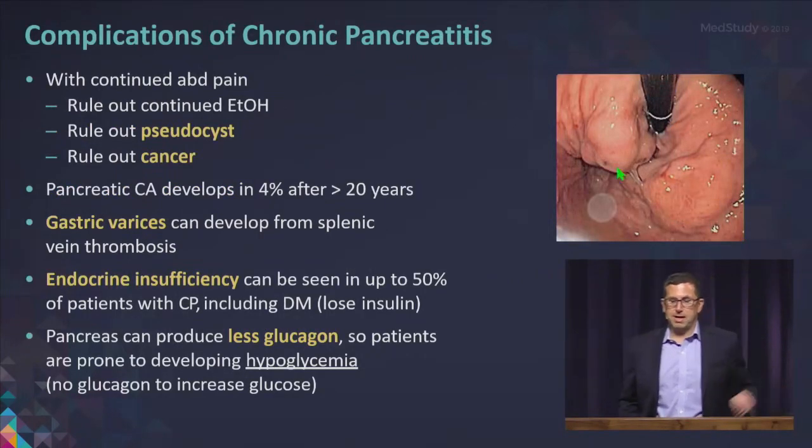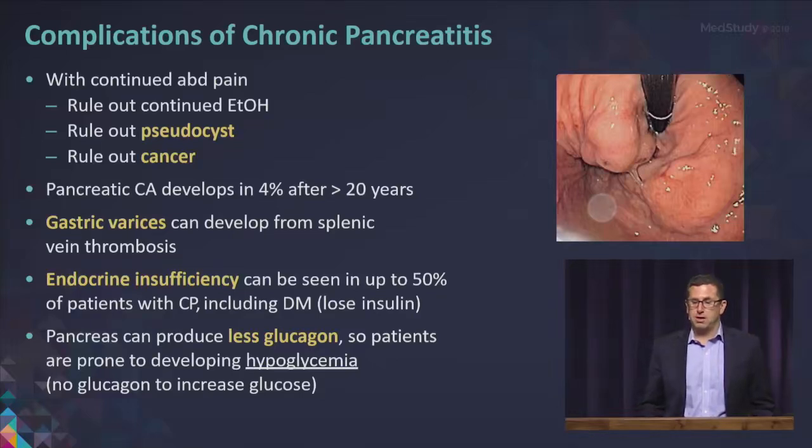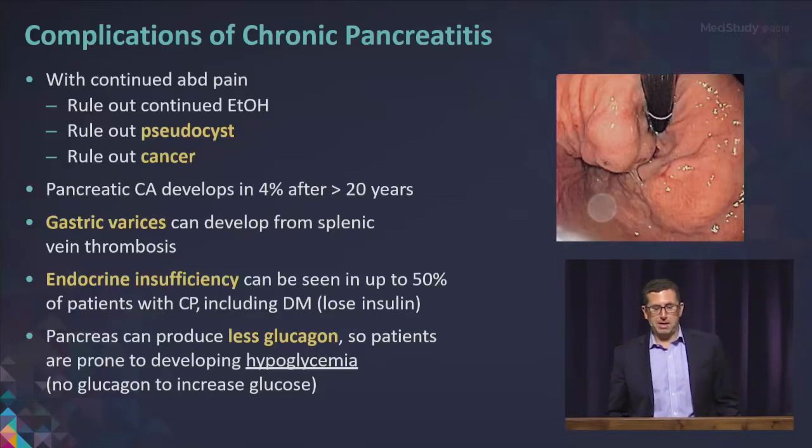Complications of chronic pancreatitis. Pseudocysts could form if you're having acute on chronic bouts of pancreatitis. Cancer, as I mentioned, chronic inflammation is a risk factor for pancreatic cancer, and it could develop in 4% after about 20 years. You could get splenic vein thrombosis in the setting of acute or chronic pancreatitis, and that could lead to gastric varices, which are right here in the fundus. So again, this is the scope in the stomach, and it's looking back at itself. This is a big gastric varix.